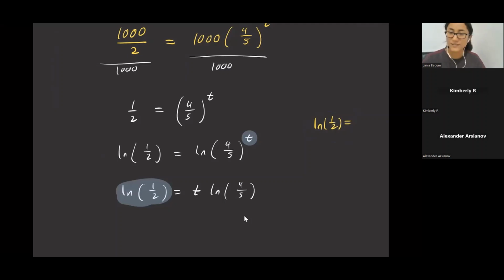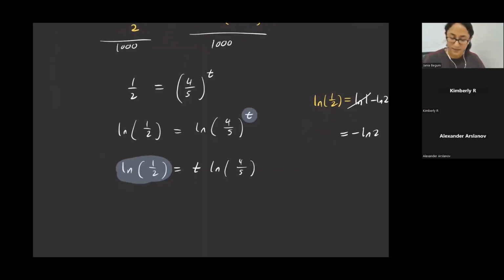So you can use the quotient rule for ln. This is ln of 1 minus ln of 2, right? Okay. And then ln of 1 is 0, so this will go away. So it's just negative ln of 2. Right, okay. That makes sense.